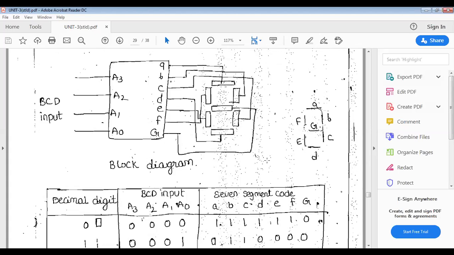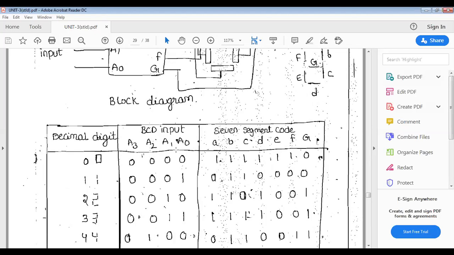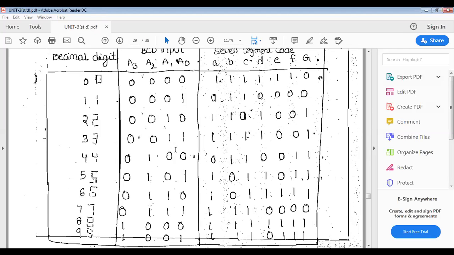See now, there is a block diagram of the 7-segment decoder, or the BCD 7-segment decoder, with the 4 inputs A0, A1, A2, and A3, and the outputs are 7 outputs: small a, small b, small c, d, e, f, and g. So g is also the small g only, my dear students. See the truth table, the decimal value 0 and the BCD input also. You can see the BCD input is 0 0 0 0, A3, A2, A1, A0.